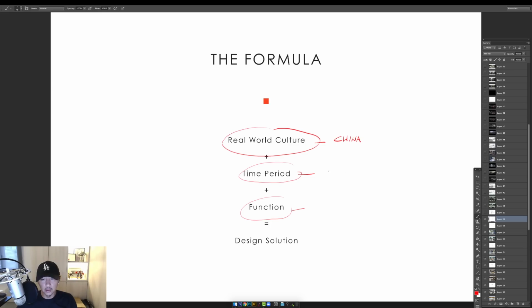China, right? Time period, let's just say 1200s or even earlier. Function is mine, but it's grand scale. So it's not just a tiny one, right? And then I gotta come up with it. So it's not that easy, but at least I have these.